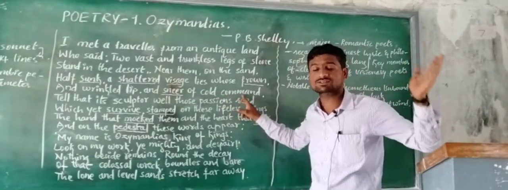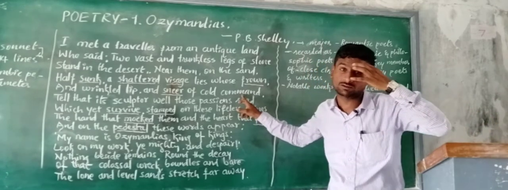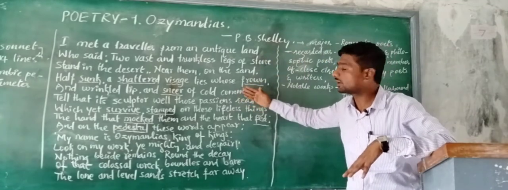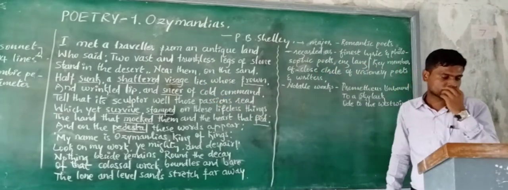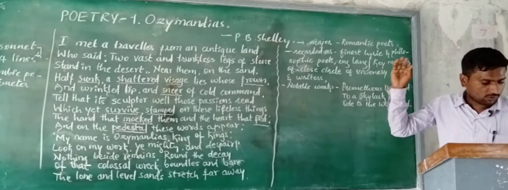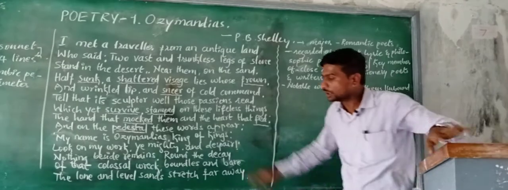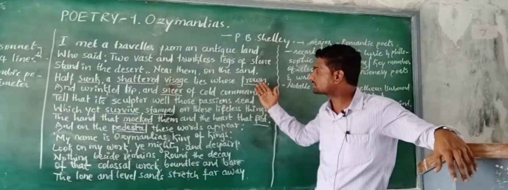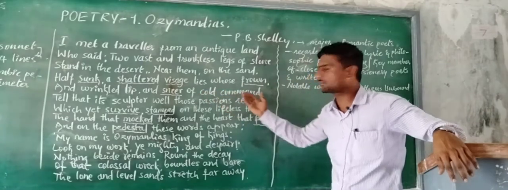That means once he was powerful, and his commands were strong, they were powerful. So those powerful commands are what? Sneer means what? Do you know, my dear students? See, that lies whose frown and wrinkled lip and sneer of cold command. That means those powerful commands are just what? Mocking that face. And sneer of cold command.